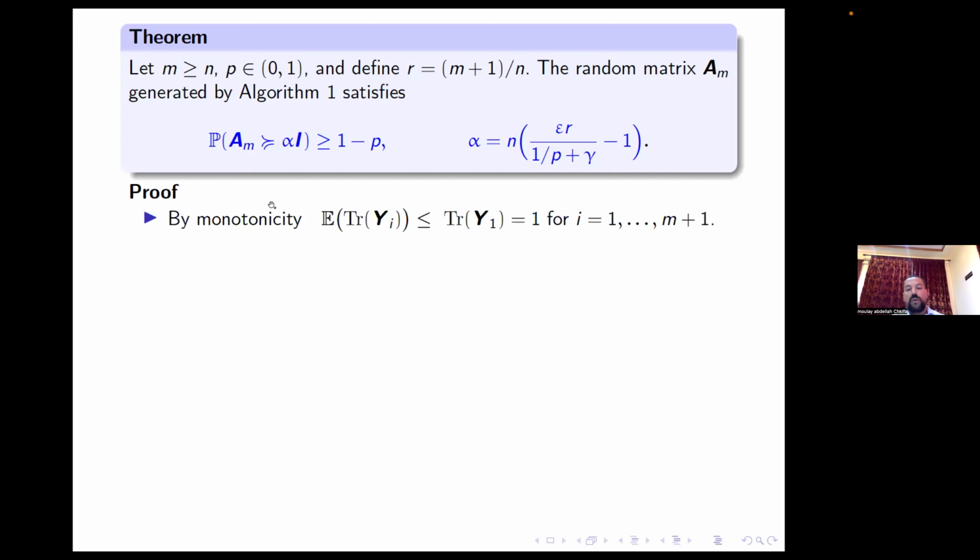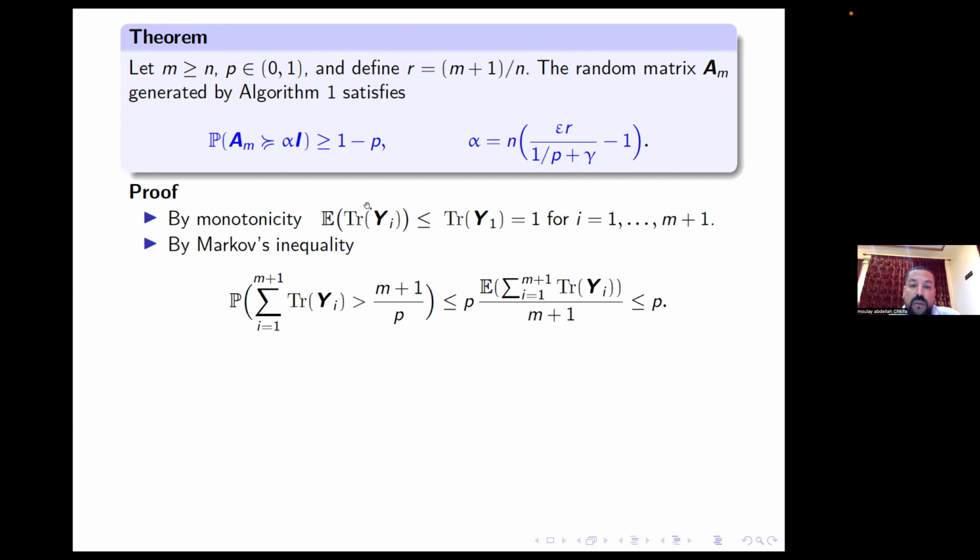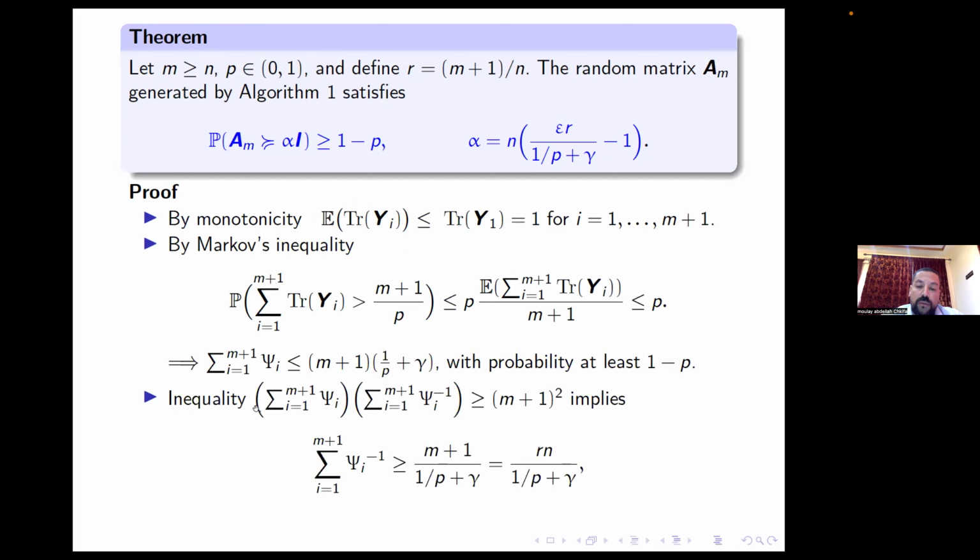So the proof is the following. By the monotonicity of i that I showed in the previous slide, we have this property over here. So we can sum up the traces, and we have, by Markov inequality, and this is where we use the fact that we are still using random sampling, although it's adaptive sampling, not i.i.d. sampling, we use Markov inequality to derive this inequality over here. Then this inequality gives us a result on the quantity over here, the 1 over the traces.